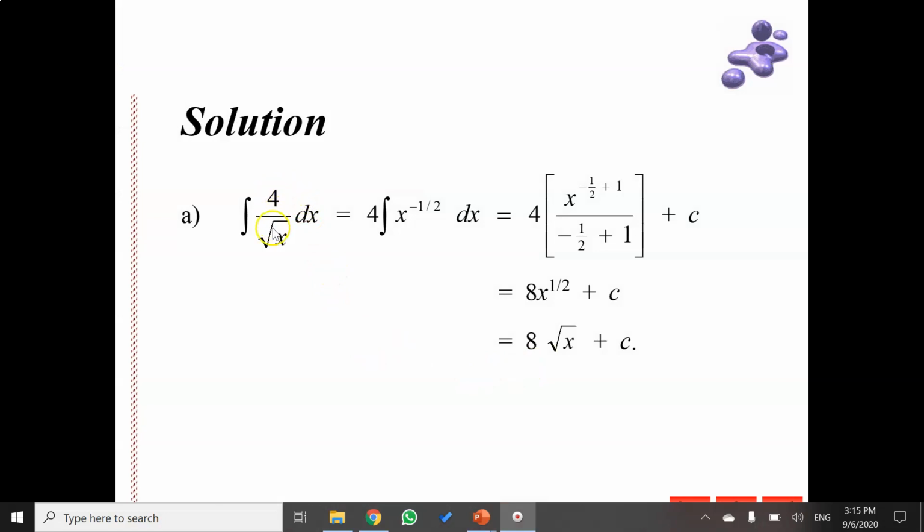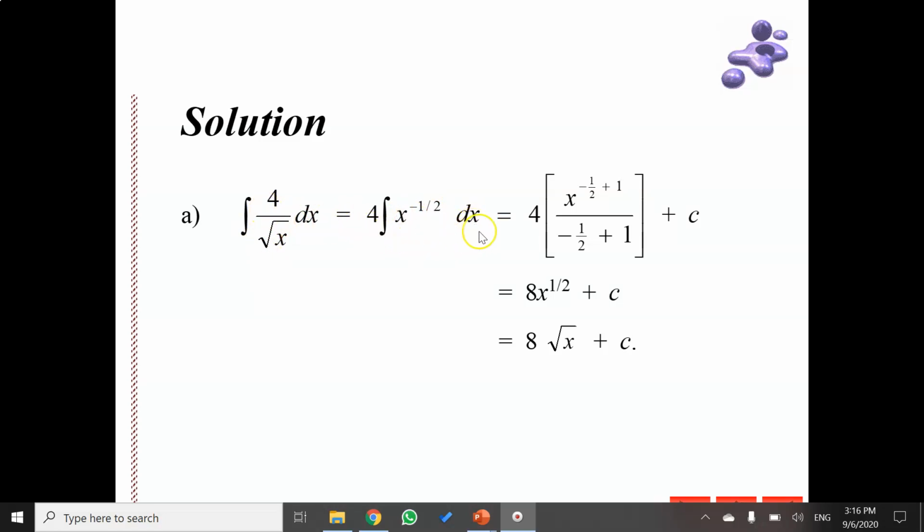Integration of 4 divided by square root of x dx. Remember, when you have a constant, you place it at the front. So 4 is your constant, so you place it at the front over here. The remaining will be 1 over square root of x. 1 over means you will have a negative power, and the 1 over 2 is because of the square root. Anything with 1 over, you will have a negative power.